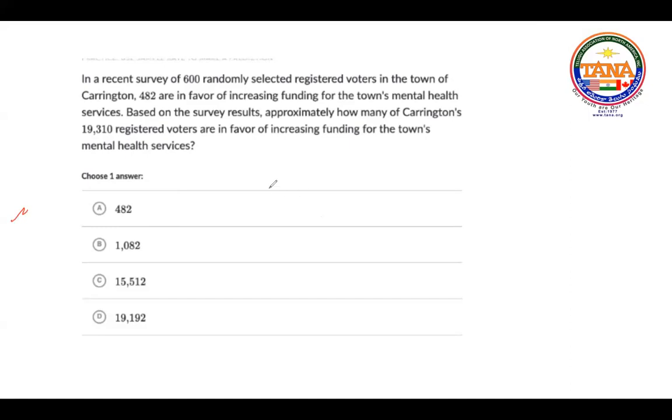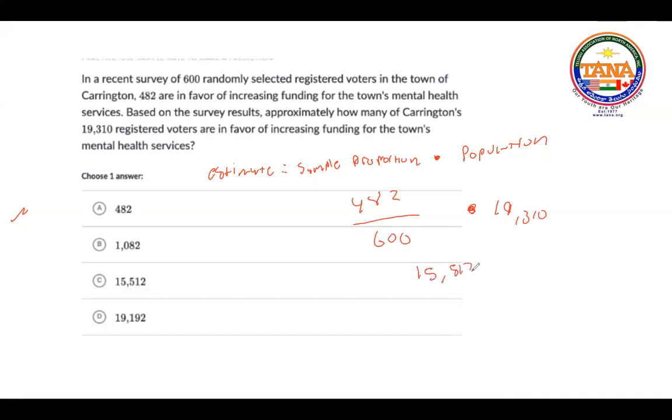So the way you solve this is, remember the formula: estimate equals sample proportion times population. So you know the sample proportion is 482 people out of 600. And the total population is 19,310. And you multiply these two together to get 15,512 as your answer. Any questions why it's not A?